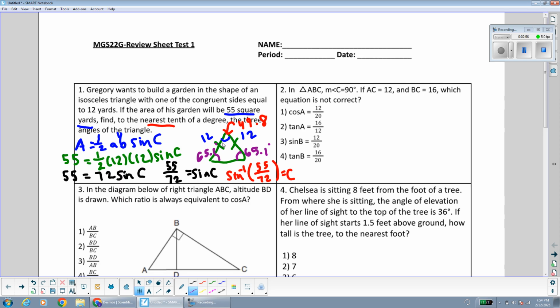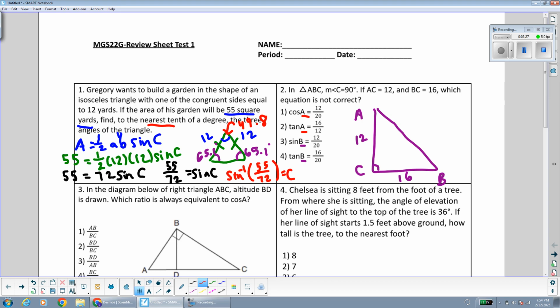Question number 2, in triangle ABC, angle C is the 90-degree angle. If AC is 12 and BC is 16, which equation is not correct? Notice how in the first two answer choices, the focus angle is angle A. And then the last two answer choices, the focus angle is angle B. Remember, your labeling of the triangle does depend on the focus angle.